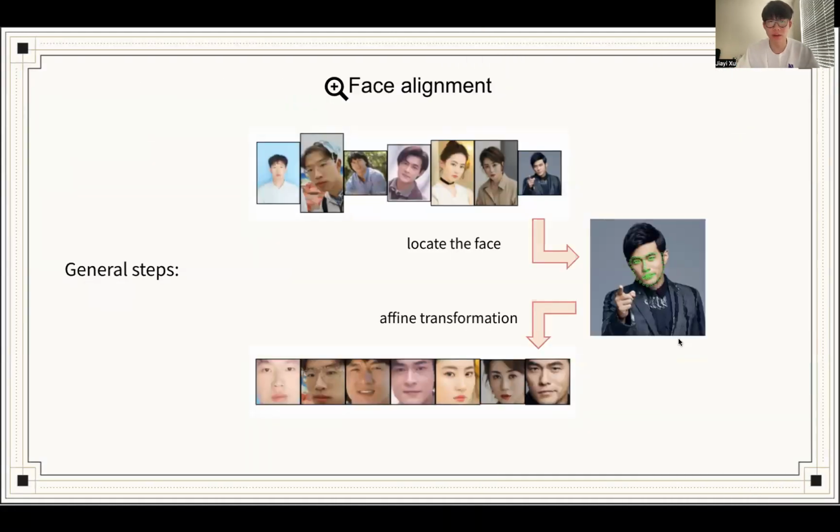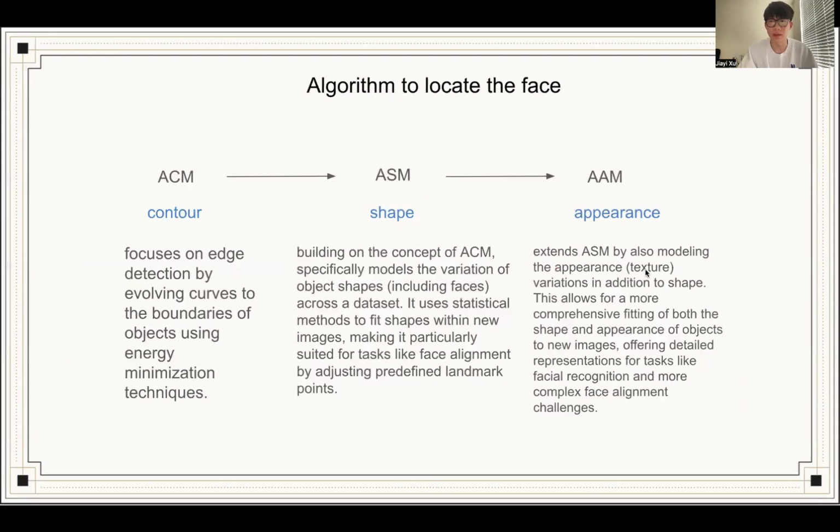And how we're going to do this, the general step is to first locate the face. And the second step is the affine transformation. So we're going to start with how to locate the face first. And there are actually really billions of ways to do it. So we're only going to talk about three kinds of traditional models here.